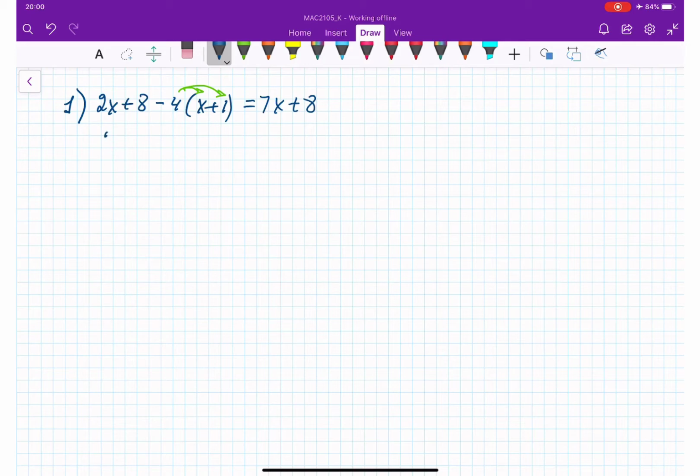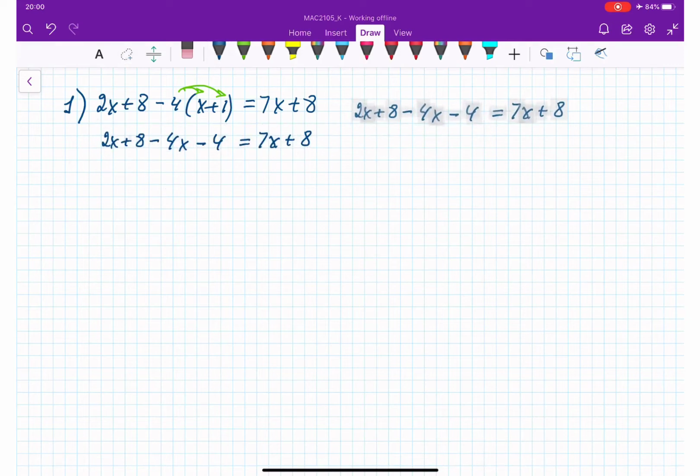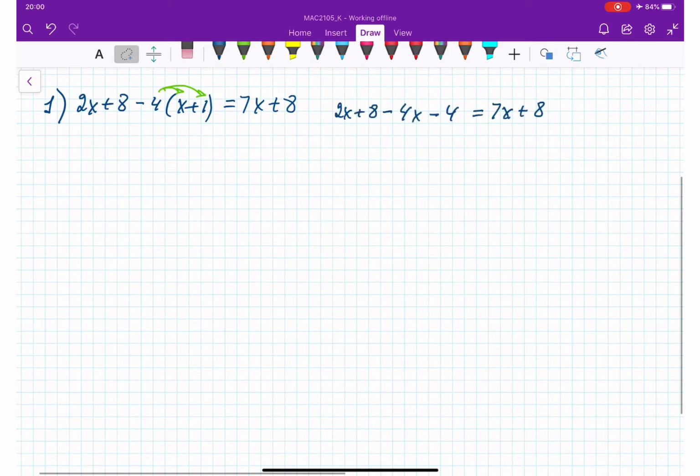So it's going to be 2x plus 8 minus 4x minus 4, negative 4 times 1, negative 4, equals 7x plus 8. Okay, what is going to be like term here? So 2x like term with negative 4x and 7x, 8, negative 4, and another 8. Okay, so let's see.